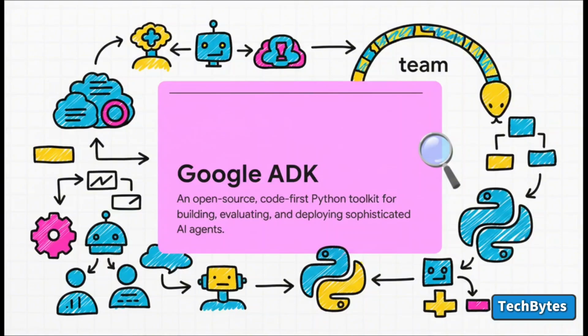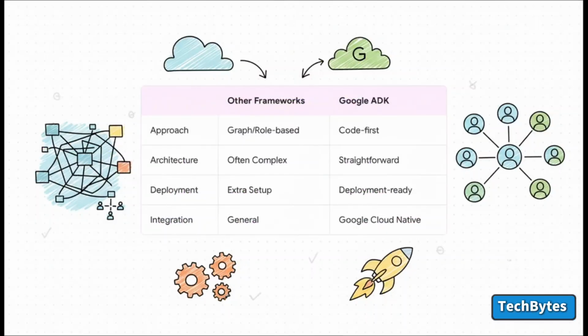So, what is it really? At its heart, ADK is a Python toolkit that puts you, the developer, squarely in the driver's seat. The big idea here is code first. That means you're not wrestling with some complicated visual builder. Nope, you're writing straightforward Python code. This gives you total flexibility to decide exactly how your agent thinks and acts with no weird black boxes getting in the way. And you can really see the difference when you put it side by side with other popular frameworks. Now, those tools are super powerful, but they can get complex with their graph or role-based setups. ADK's code-first approach is just cleaner.